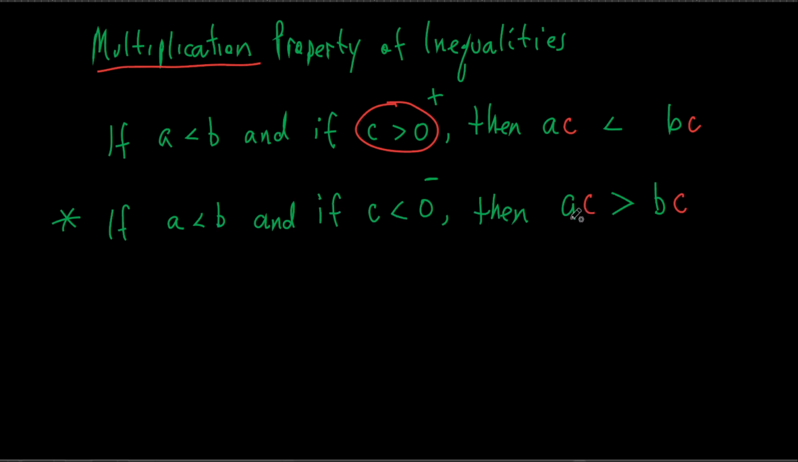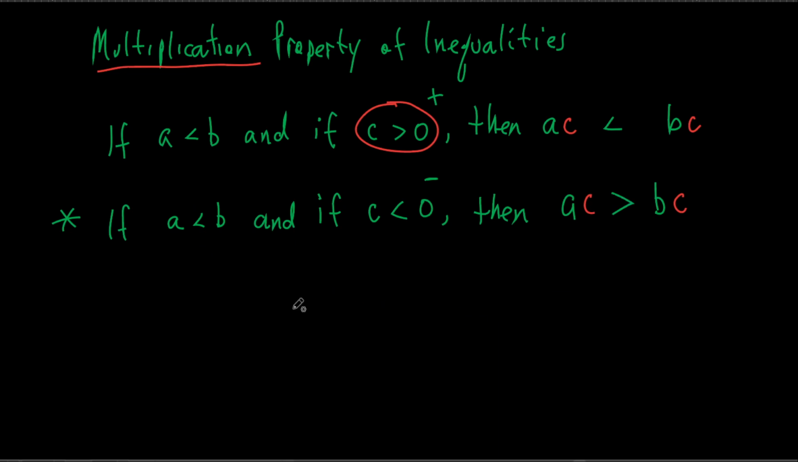So if A is less than B, and I multiply by a negative, it's going to switch the sign. It was less than, and what did it switch to when I multiplied by a negative? It switched to a greater than.